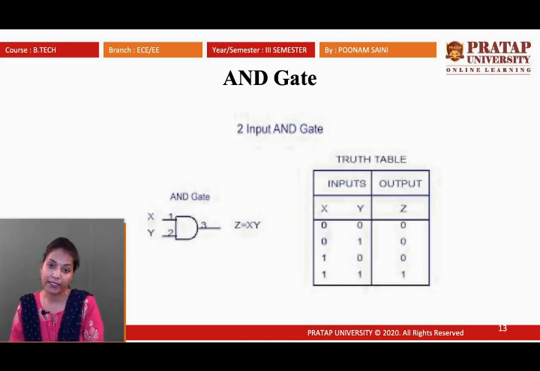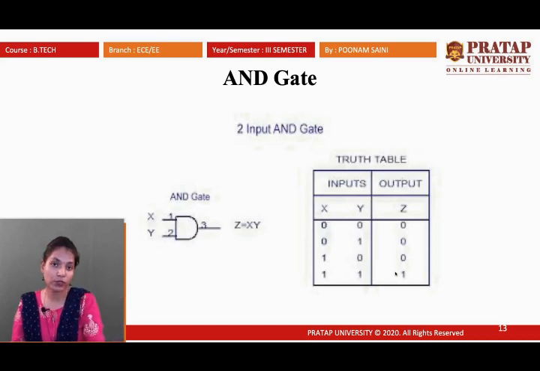What is AND gate? You can see that X and Y are both inputs. Z is equal to X dot Y. When X is 0, Y is 0, output Z is 0, X dot Y is 0. X is 0, Y is 1, that means Z is 0 dot 1, 0. When X is 1, Y is 0, Z is equal to 0. And X is 1, Y is 1, Z is equal to 1. So 0 dot 0 is 0, 0 dot 1 is 0, 1 dot 0 is 0 and 1 dot 1 is 1.